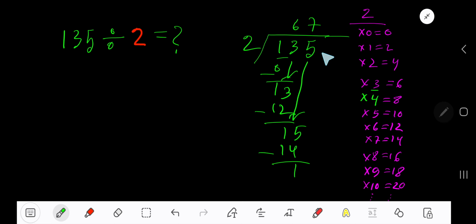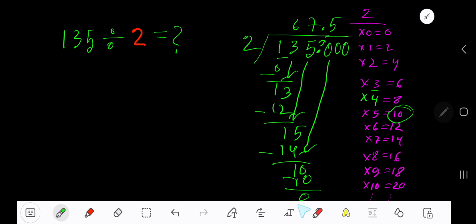If you want to write your answer in decimal form, then put a decimal here, add a number of zeros, and bring down the first zero. Before the zero there is a decimal. The decimal must come into the quotient directly. 2 goes into 10 how many times? 2 goes into 10 5 times. 5 times 2, 10. Subtract, 0. As our remainder is 0, we are done. So our answer is 67.5.